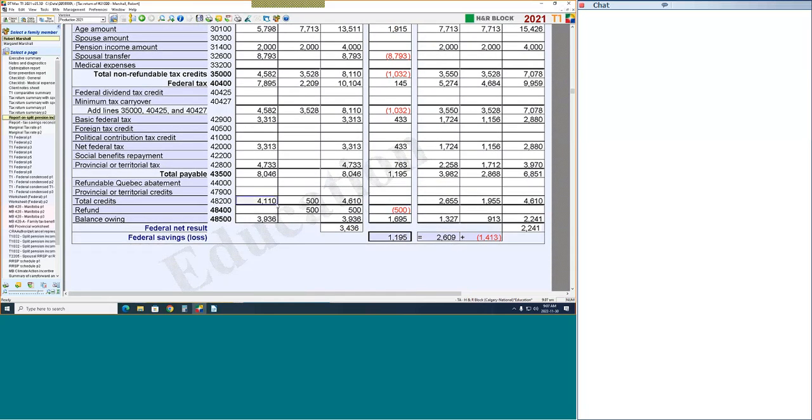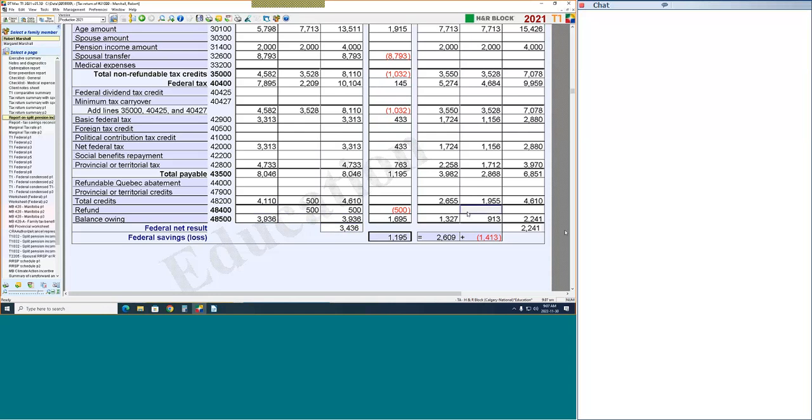At the bottom, you can see what is changing for them in terms of refunds and balances owing. So we can see that in the old system, without doing pension split, Robert would be paying almost $4,000, and Margaret would get a $500 refund. And then the net family balance owing would be $3,436. So that's what collectively as a family they would owe in this case.